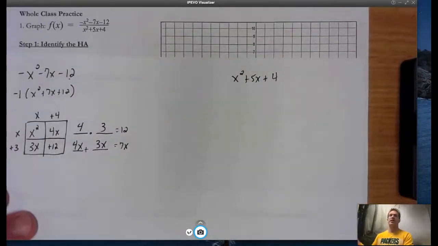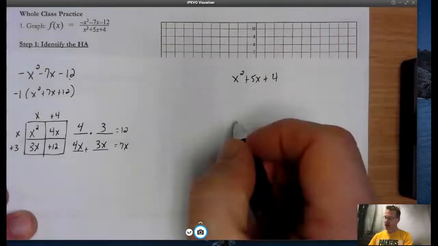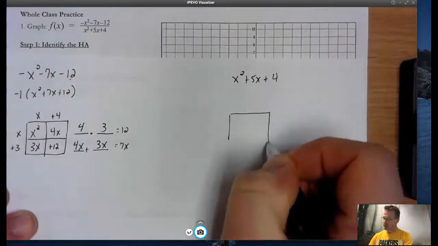Now let's look at our denominator, x squared plus 5x plus 4. In this case, we don't have a GCF to factor out. We don't have a negative a term, so we can jump right into our area model.